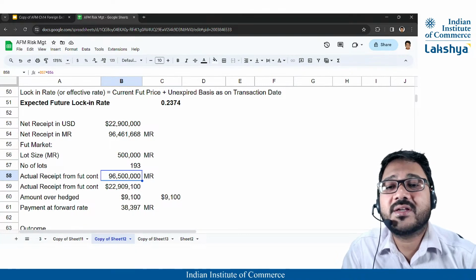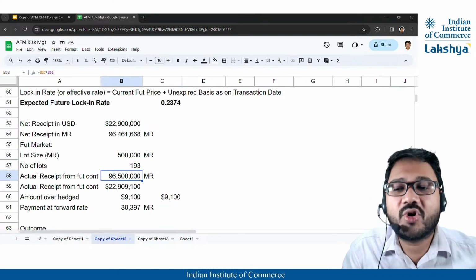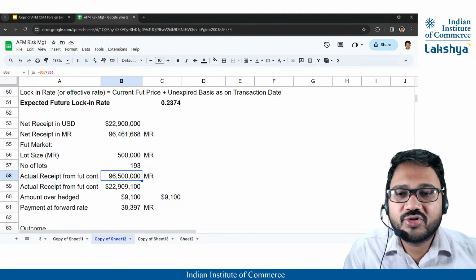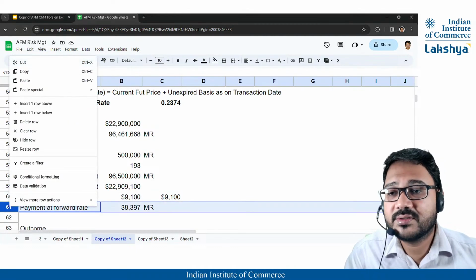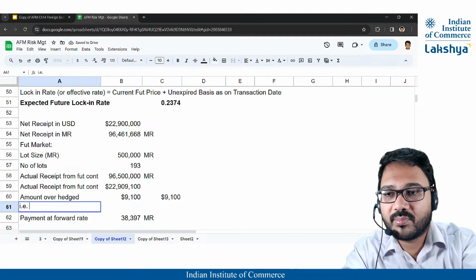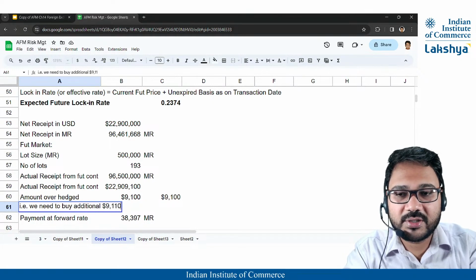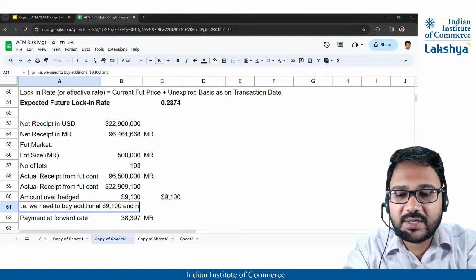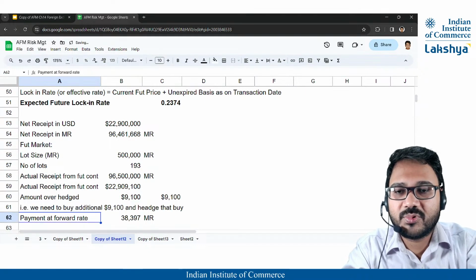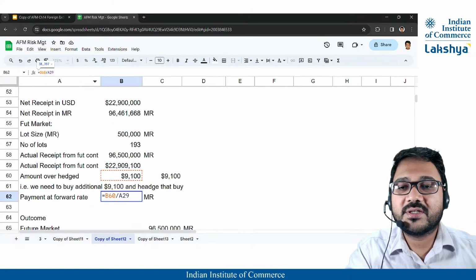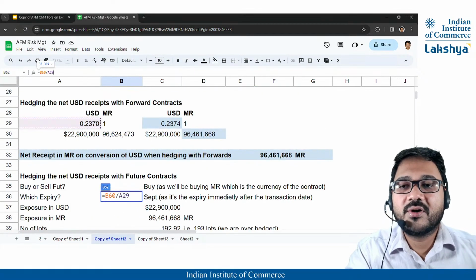So how are you arranging that? You need to hedge that component also, via your forwards contract. Over here we need to buy the additional $9,100 and hedge that buy. How are we hedging it? This 9,100, using the forward rate.